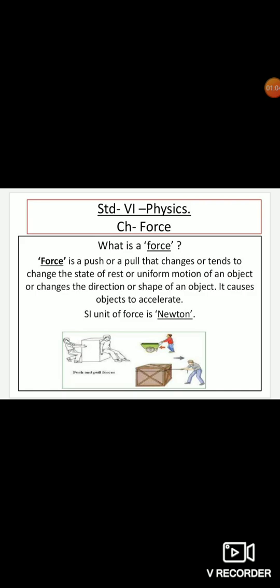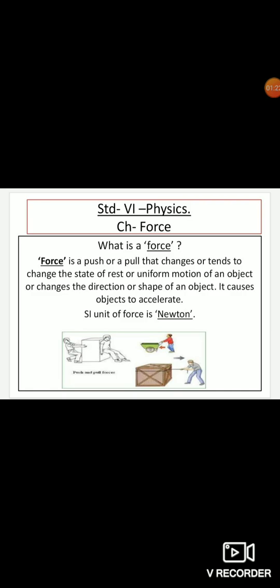A force is a physical cause that changes or may tend to change the state of rest or the state of motion of an object. The SI unit of force is Newton. We write Newton as capital N. That is the symbol, and in full form you have to write Newton. The SI unit of force is Newton.